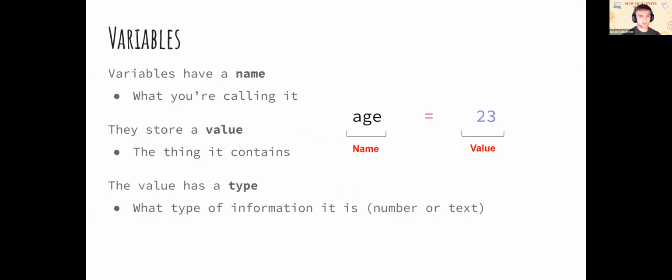Okay, so now we're going to talk about variables. This is like the bread and butter of Python. Variables have two parts. They have the name and then they have the value.